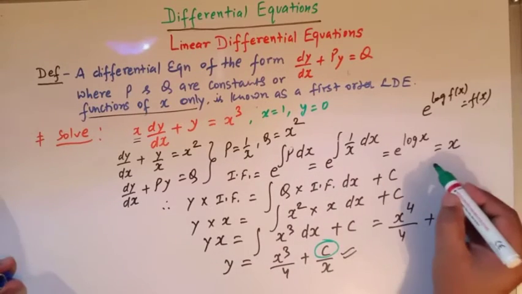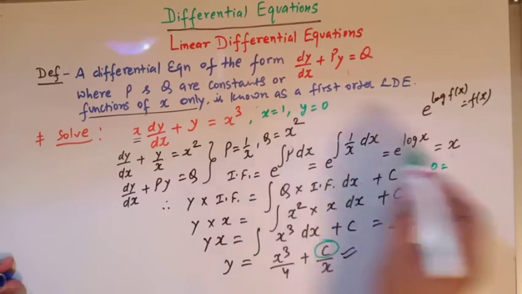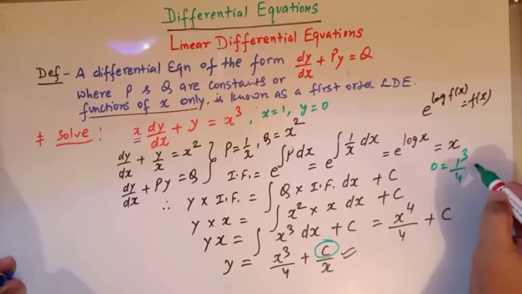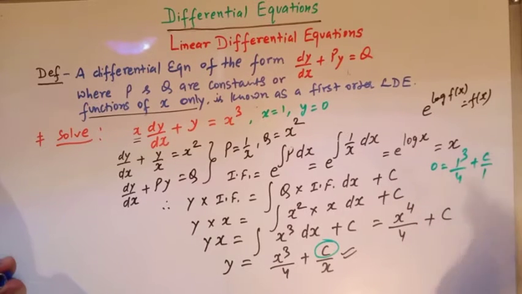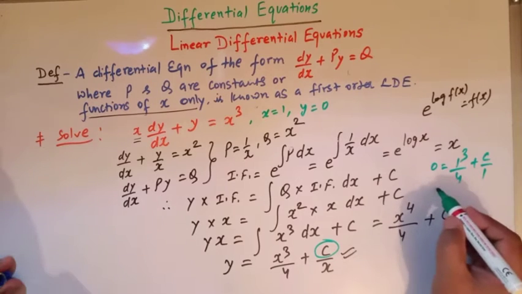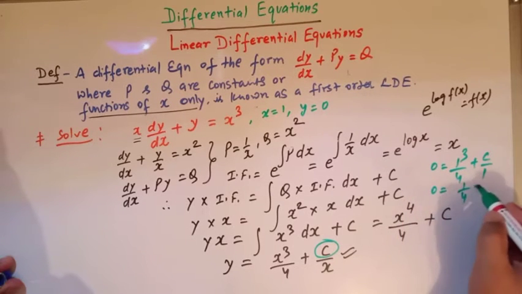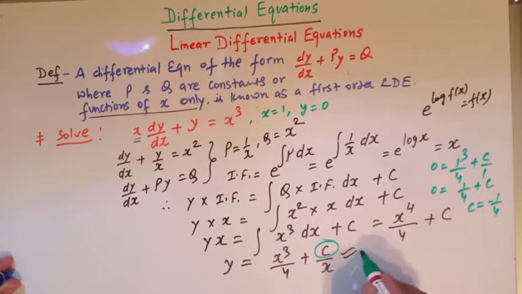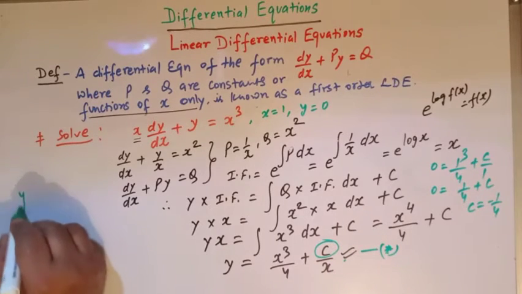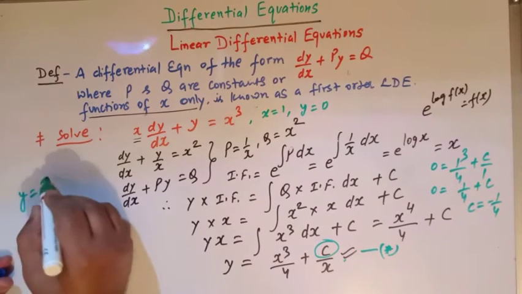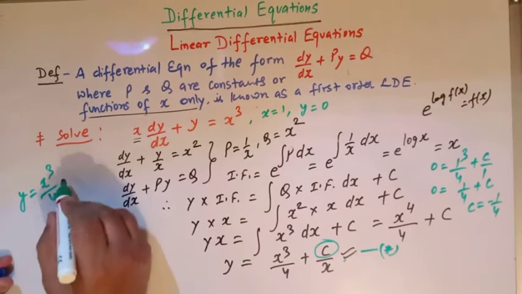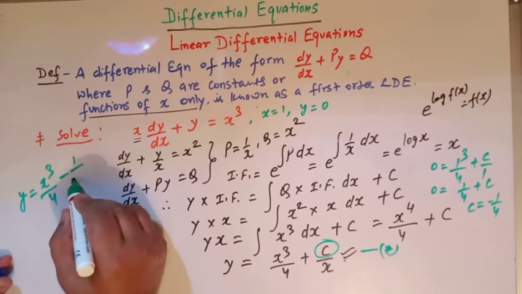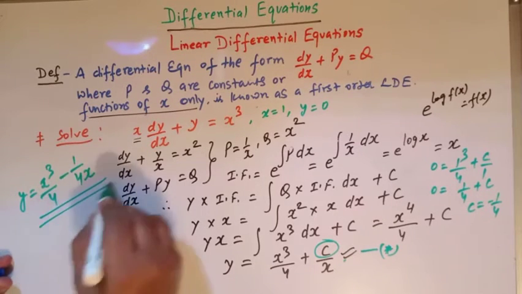So y is 0 here, and we have x cube, that is 1 cube over 4 plus c over 1. Clear? Now this is equal to 0, 1 over 4 plus c, so c is equal to minus 1 over 4. Now if we substitute this value of c in the general solution, we get the particular solution as y is equal to x cube over 4 minus 1 over 4x. Clear?